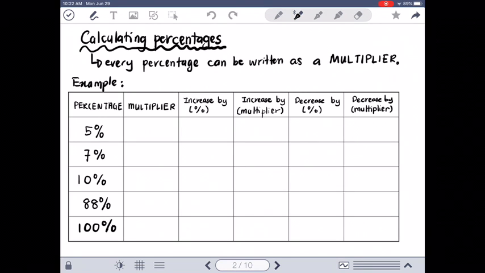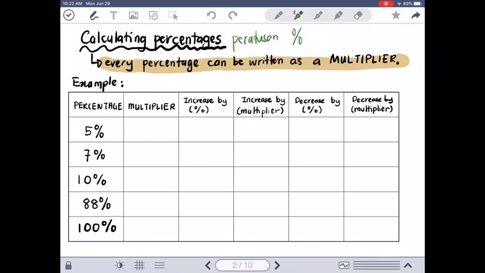Alright, for the first topic, we are going to talk about calculating percentages. I think you are familiar with what percentages mean. In bahasa, percentages means peratusan, symbolized by this symbol here. Every percentage can be written as a multiplier.